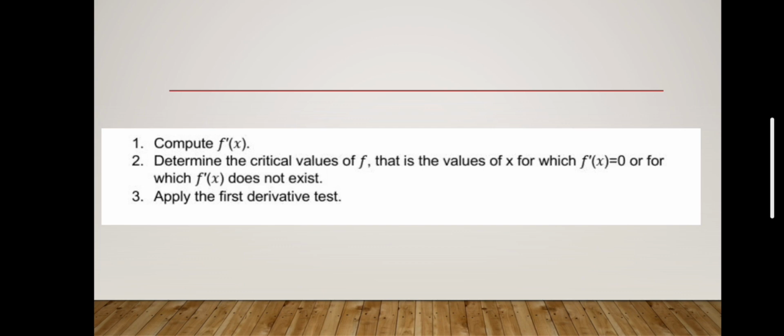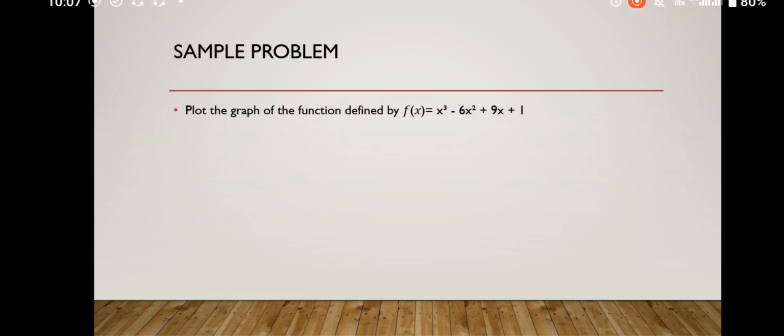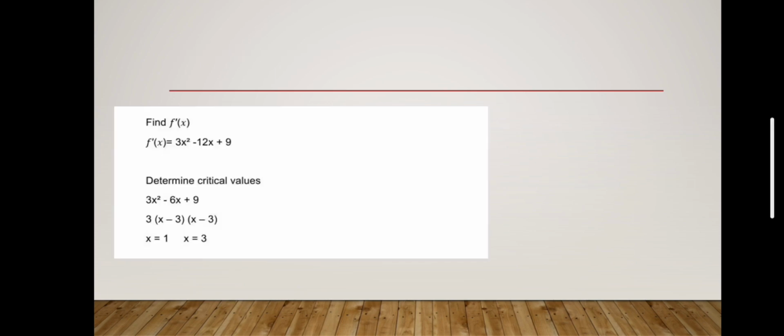So let us have some example. Okay, so we have here our first sample problem. Plot the graph of the function defined by f of x is equal to x cubed minus 6x squared plus 9x plus 1. First thing to do is to find f prime x. We have our f prime x here. We have 3x squared minus 12x plus 9.